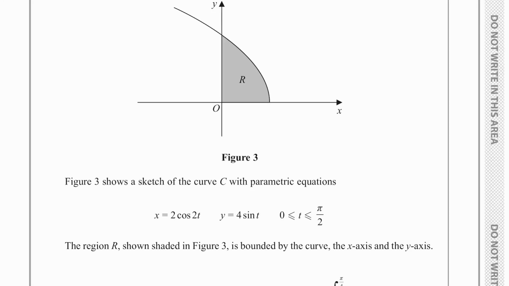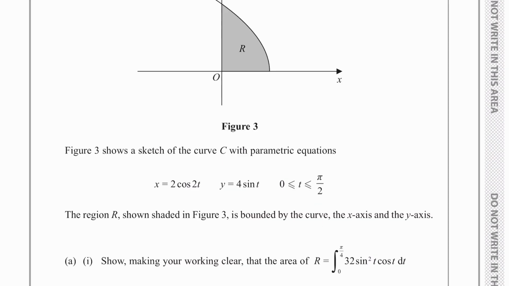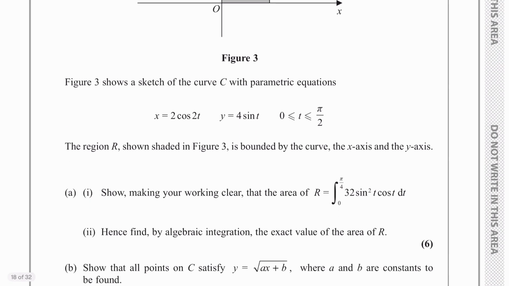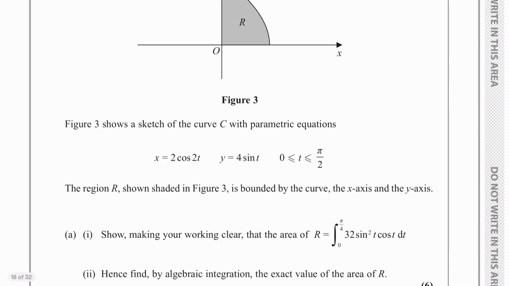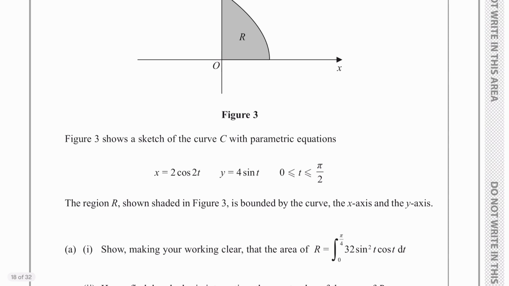Hi, in this question, we've been given the parametric equation of this curve, where x equals 2 cos 2t, and y is 4 sin t, and t ranges from 0 to pi over 2. We need to show that this is the area of this region. And because we've been given the xy plane, we want to work out the integral of y with respect to x between the limits we'll find from this point to this point.